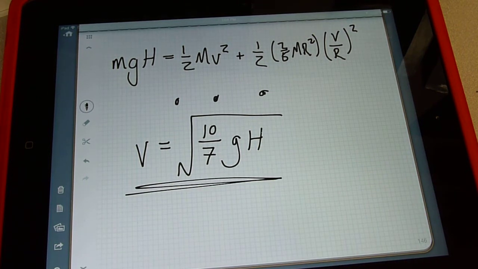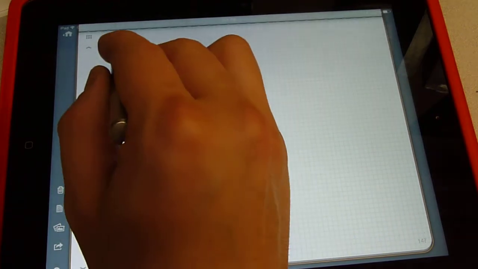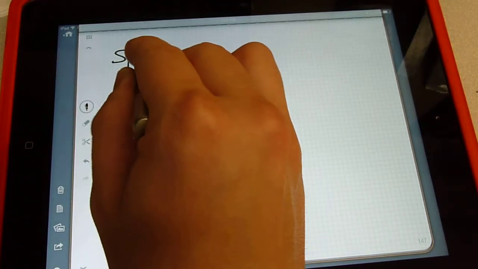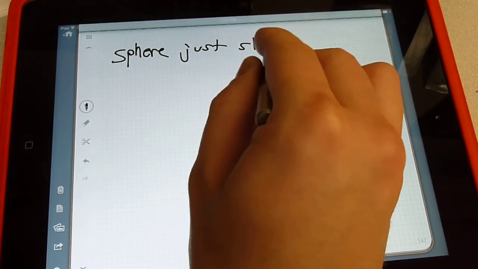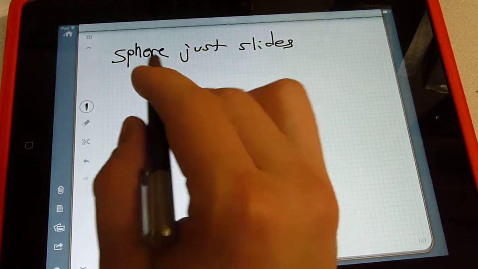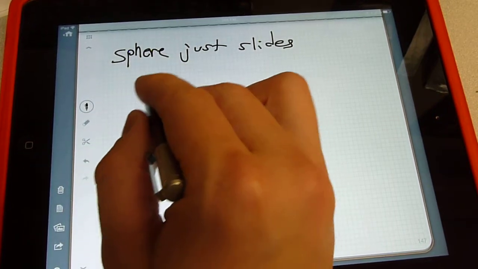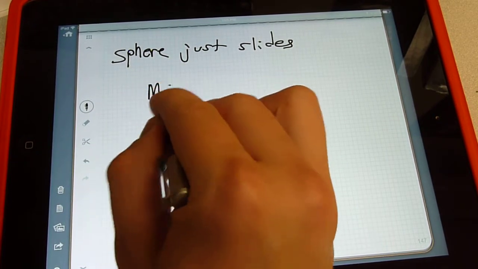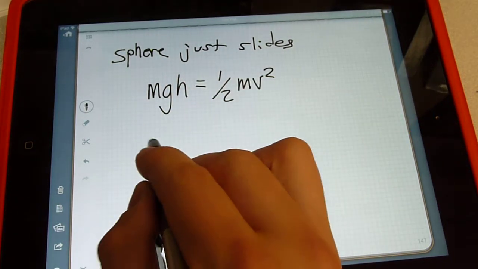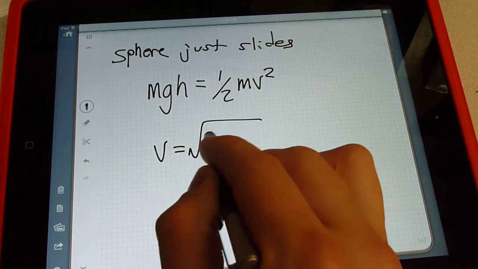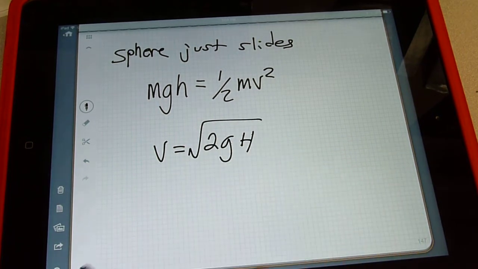You say, okay, fine. Here we have this velocity that we solved for. Let's quickly do the case where my sphere just slides down. So if the sphere just slides, it doesn't roll, well, this is the question that you dream about being on the test, because this is going to be easy. mgh at the top equals 1/2 mv squared. We can find the velocity then to be the square root of 2gh.